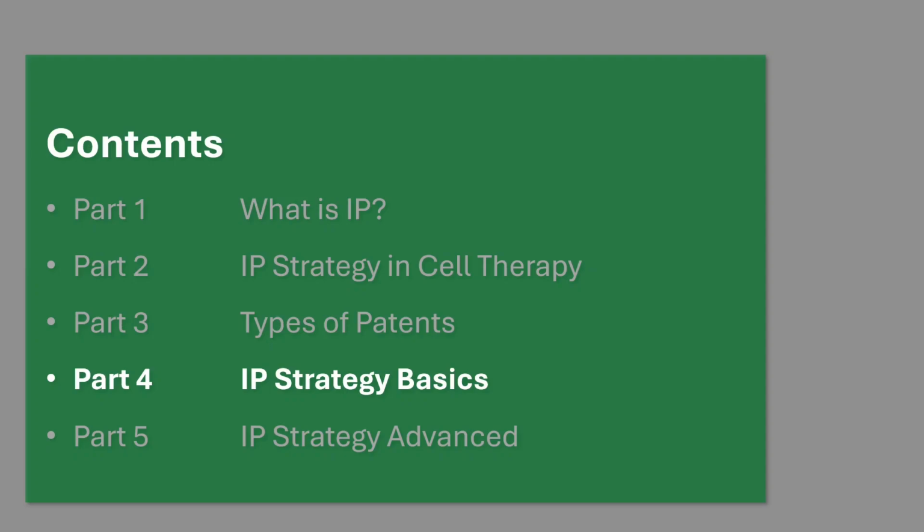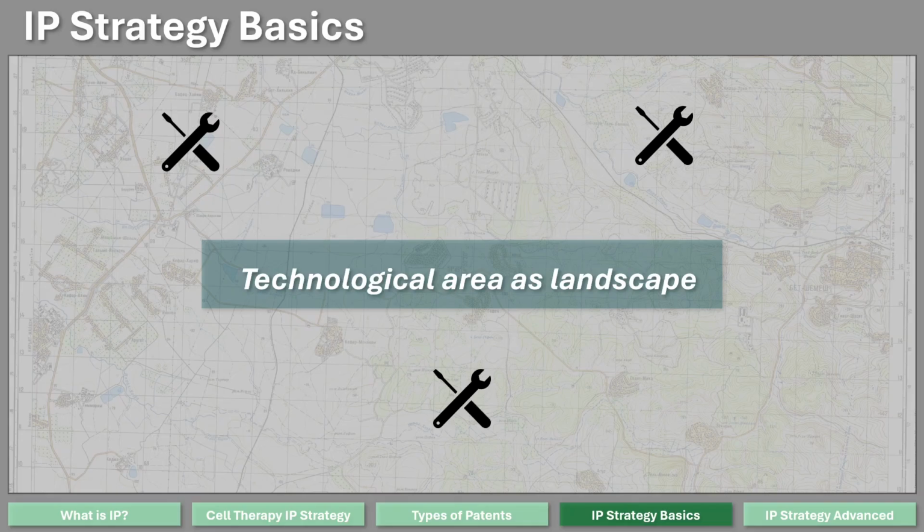Part 4. IP Strategy Basics. Let us proceed to the basics of IP strategy. Implementing an IP strategy is a cognitive exercise by nature, and I will present a framework to understand how it works. We will return to the landscape analogy, where the land represents the technology area and patents represent fortifications that exclude an area to operate.